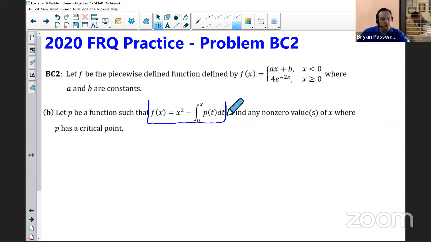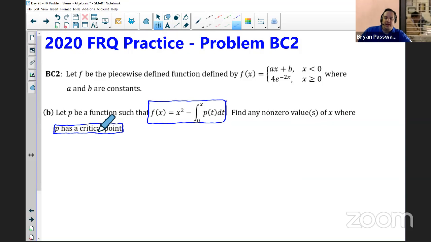And we don't want to get too focused on that because we don't know how we're going to use it. Let's go to the question. Let's go to what they want and think, what are they really asking? Well, they want to know where P, the function P, has a critical point. So if we just think about that for a minute, forget the integral, forget the piecewise function, what does it mean for a function, P in this case, to have a critical point?